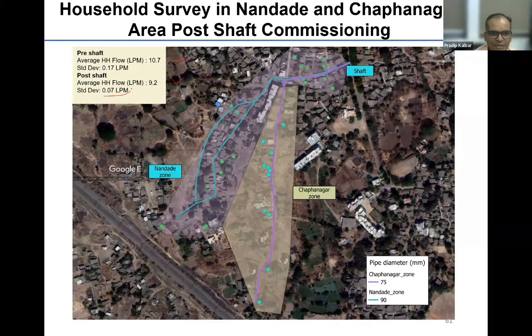We could even reduce the standard deviation, so we brought more equity into the system by adding the shaft. So what are the benefits? We have gone closer to the habitation. We use a very minimum area, and we constructed this at a very low cost. A new tank would have cost 40 to 50 lakh rupees. The shaft we constructed for 8 lakh rupees using DST funding.